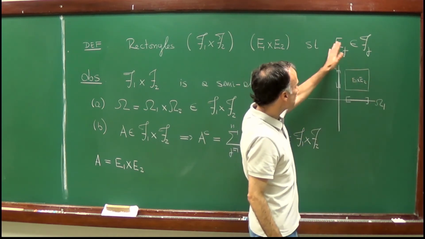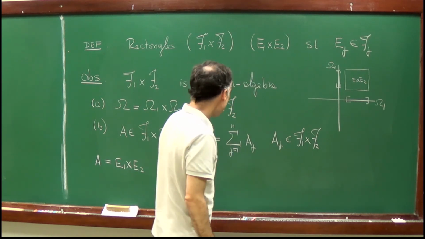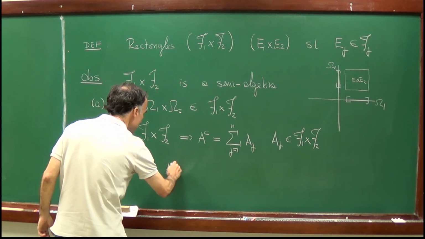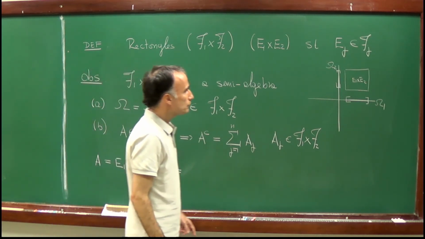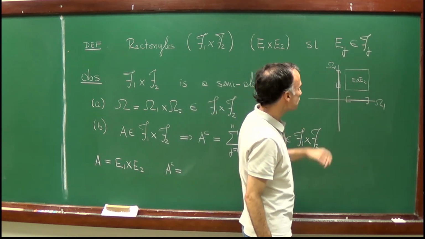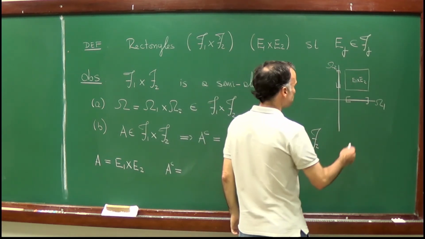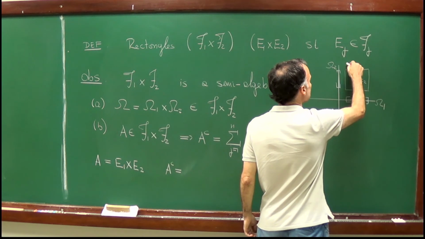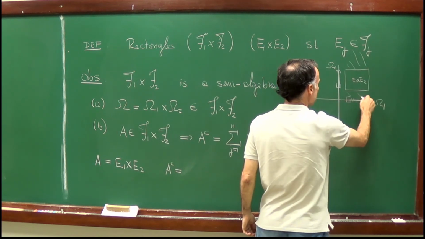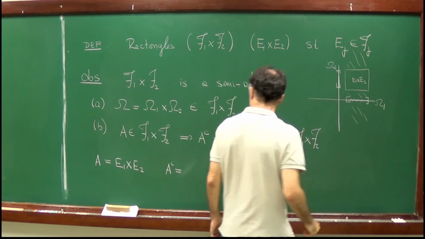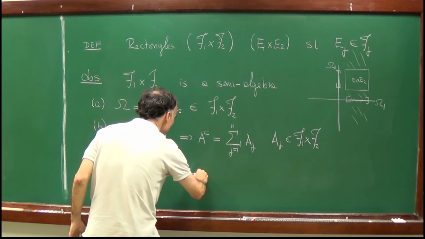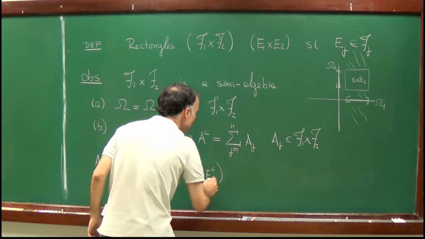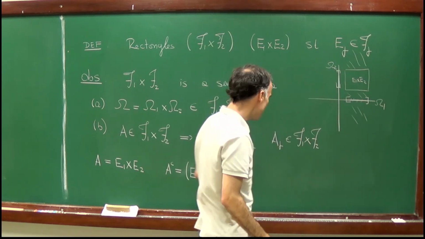And now I'm taking the complement of E1 times E2. And what I claim is that the complement of E1 times E2, so A complement, well, I want to take all points which do not belong to this square. So what I claim is either the first coordinate belongs to E1, but then the second coordinate should be outside E2. So this is a first piece. So let me write it as E1 times E2 complement, which is the first piece which I represented here.